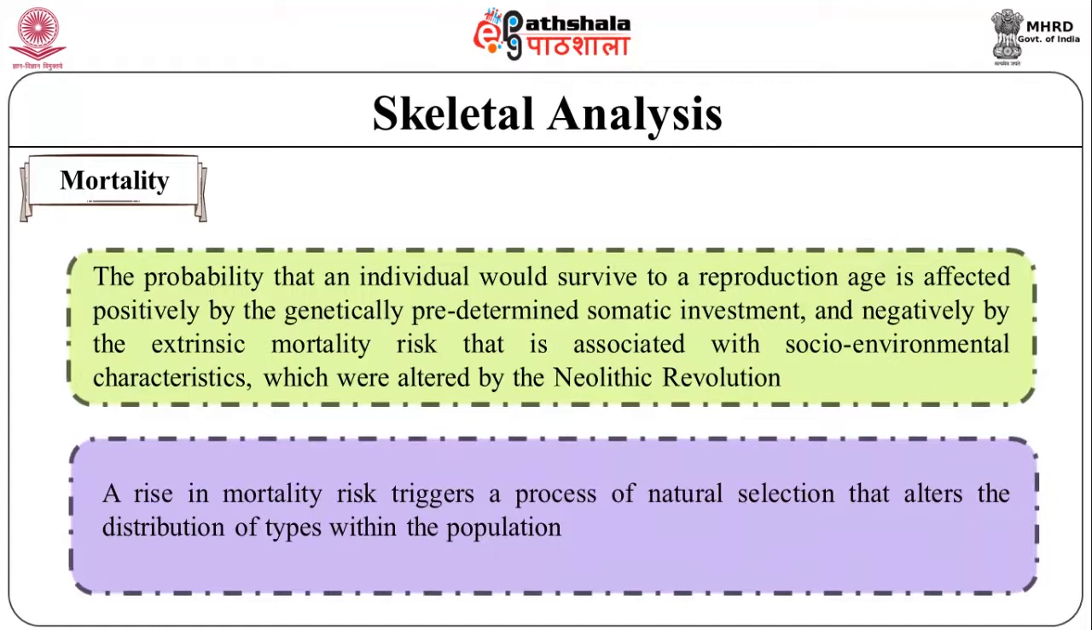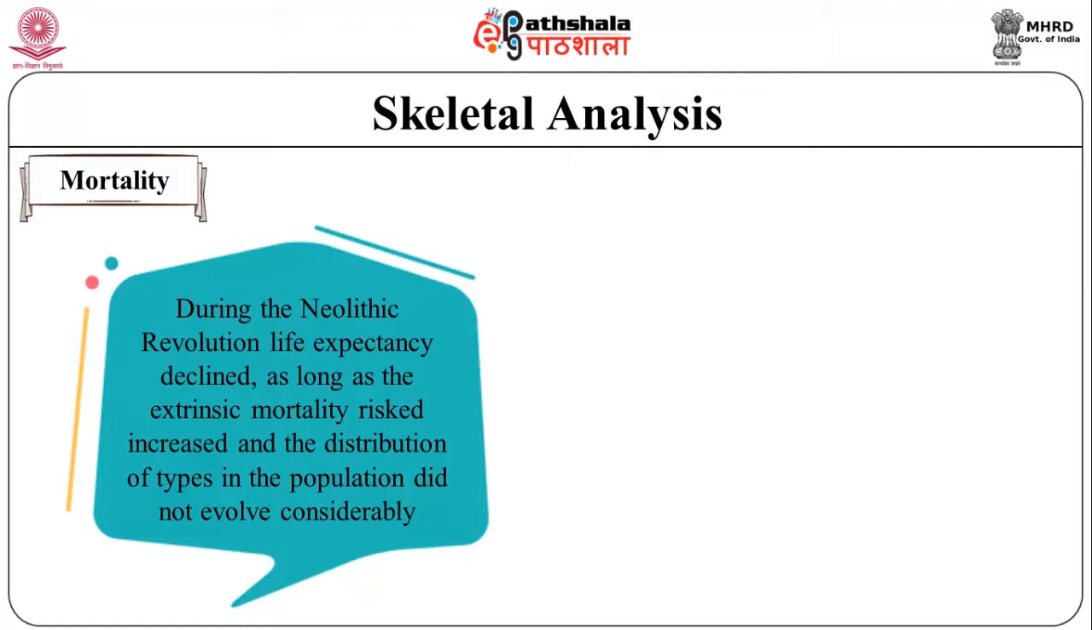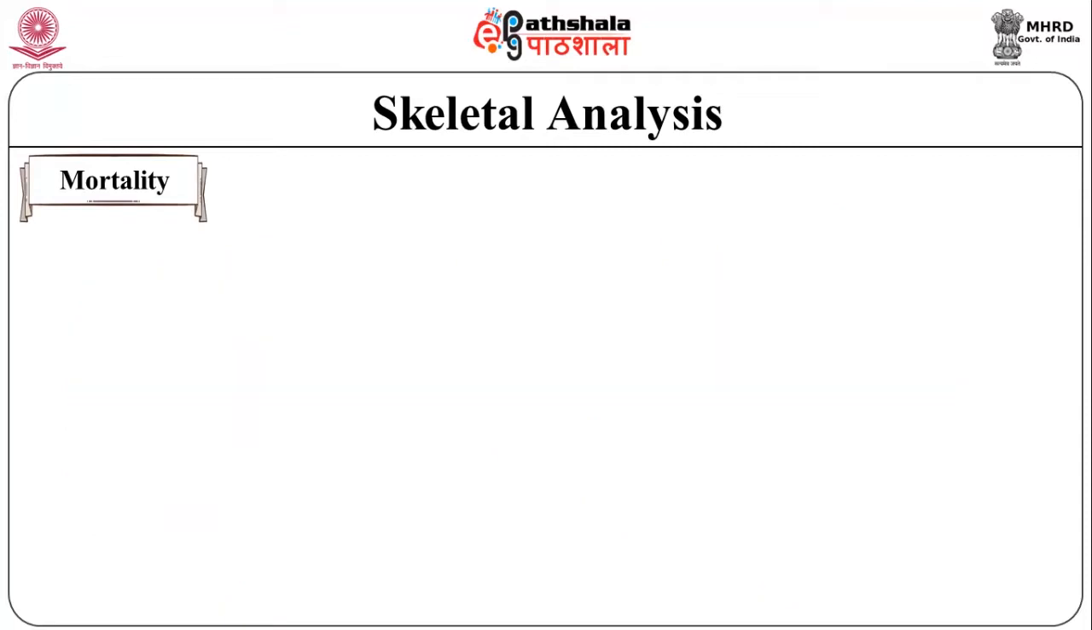A rise in the mortality risk triggers a process of natural selection that alters the distribution of types within the population. During the Neolithic revolution, life expectancy declined as long as the extrinsic mortality risk increased and the distribution of types in the population did not evolve considerably. However, the onset of the evolutionary process increased the prevalence of individuals with higher somatic investment in the population and ultimately generated a rise in life expectancy.